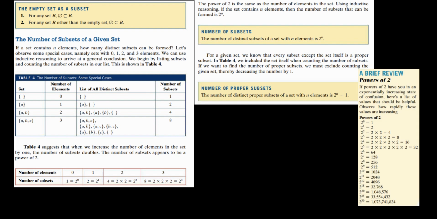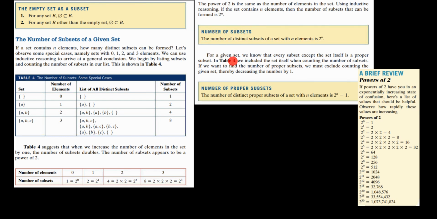There we go. So, the power of 2 is the same as the number of elements in the set. Using inductive reasoning, if the set contains n elements, then the number of subsets that can be formed is 2 to the nth power. So that n is however many elements are in that set. Of course, that is restated here.